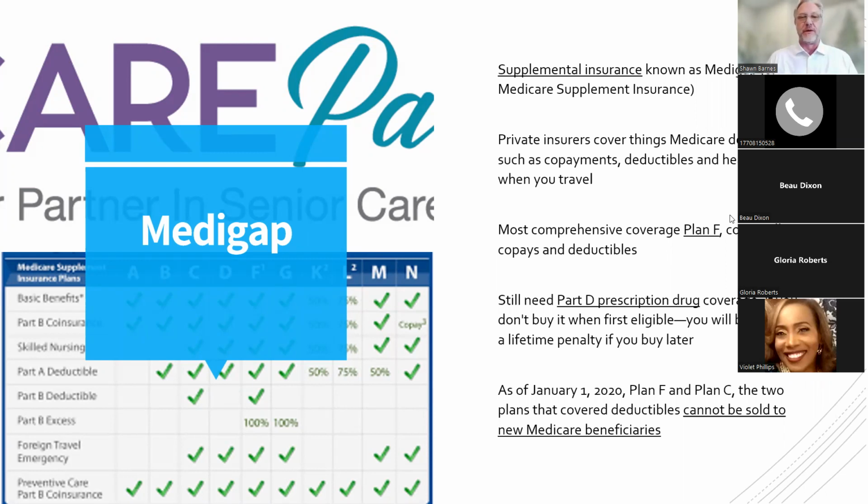Now, if you have supplemental insurance, a Medigap plan, you will still need a Part D plan. This is for prescription drugs. And if you don't buy it when you first become eligible for Medicare, then you pay a penalty in the cost of that insurance once you obtain it for the rest of the time that you have it. But unfortunately, as of January 1, 2020, Plan F and Plan C that cover deductibles can no longer be sold to new Medicare beneficiaries. So it's now no longer possible to get Plan F or Plan C. And I expect there is logic behind this that we'll discuss in a moment.